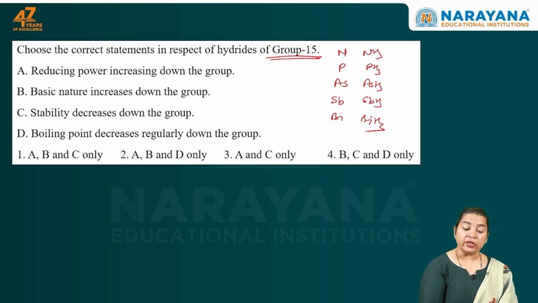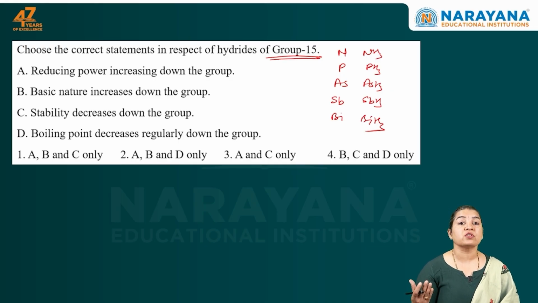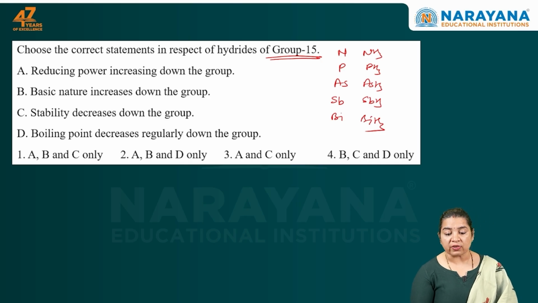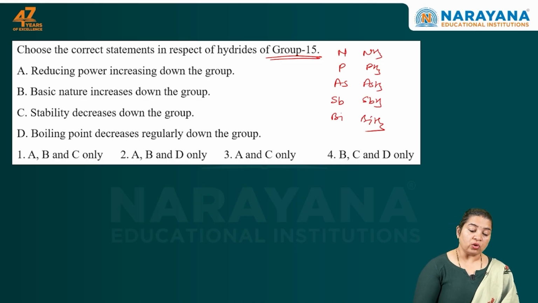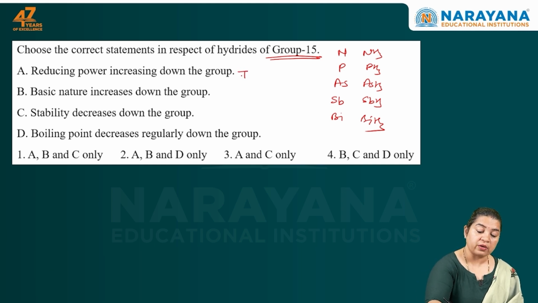Statement number 1, reducing power increases down the group. Yes, as their thermal stability decreases, their capacity to reduce others increases. Their thermal stability decreases, so they become a source of hydrogen. BiH3 is most unstable and thus it is certainly an easier source of hydrogen as compared to ammonia, right? So reducing power increases down the group is our true statement.